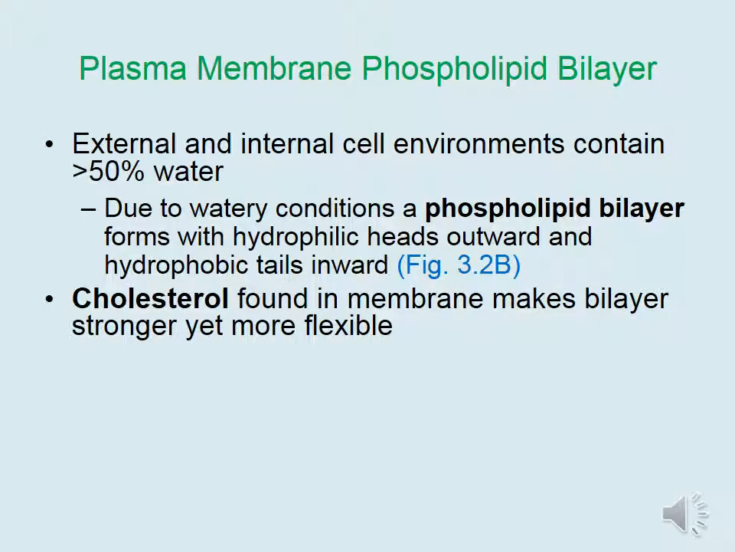The internal environment of cells contains over 50% water, and most cells reside in watery conditions. Due to these watery conditions, a phospholipid bilayer forms with the hydrophilic heads oriented towards the outside of the bilayer, with the hydrophobic tails oriented towards the inside of the bilayer. Cholesterol, which is a steroid lipid, is also found in the membrane, and this makes the bilayer stronger yet more flexible. What this means is the bilayer is more fluid without coming apart.